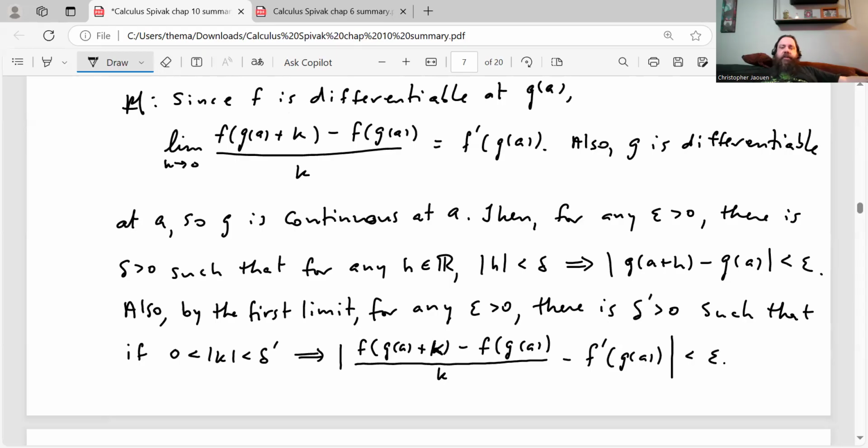Then for any epsilon greater than 0, there's delta greater than 0, such that for any real number h, absolute value h less than delta implies that absolute value g of a plus h minus g of a is less than epsilon. Also, by the first limit, meaning this one here, for any epsilon greater than 0, there's delta prime greater than 0, such that if k in absolute value is greater than 0 and less than delta prime, then the absolute value of f of g of a plus k minus f of g of a over k minus f prime of g of a is less than epsilon.